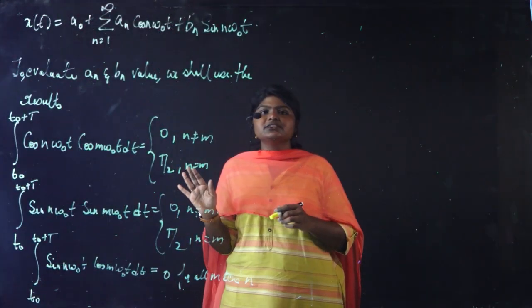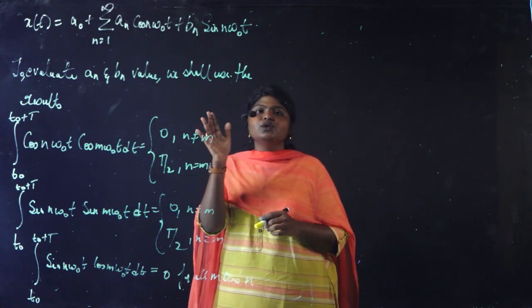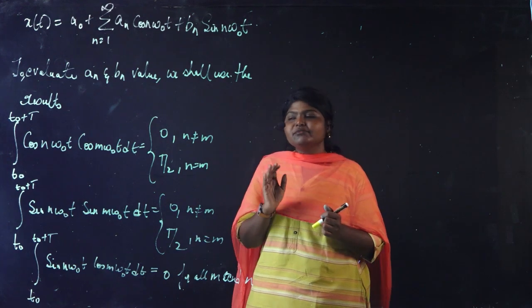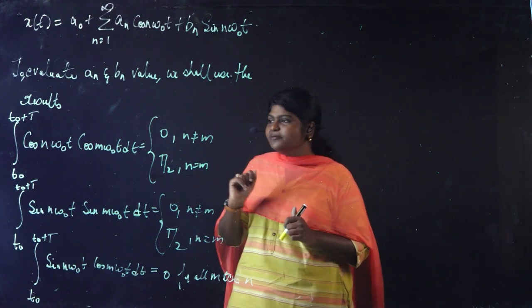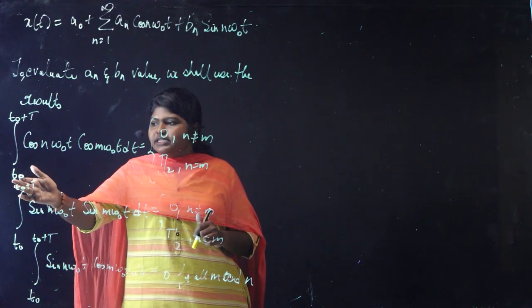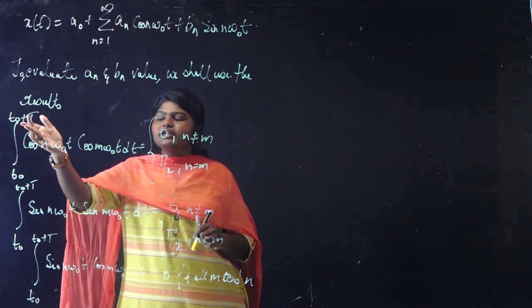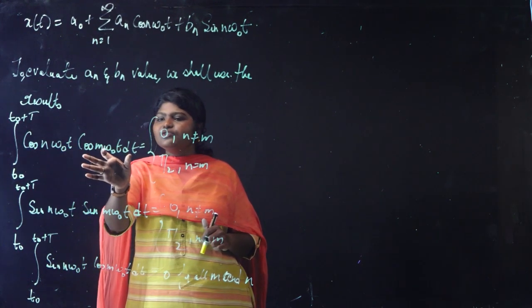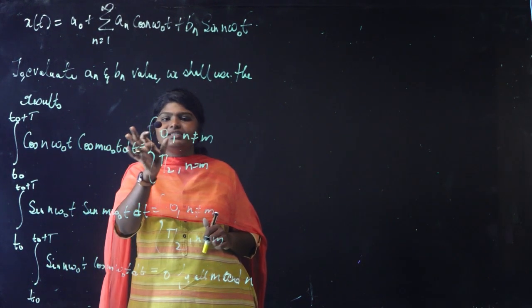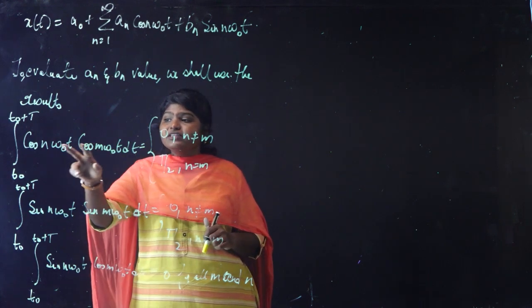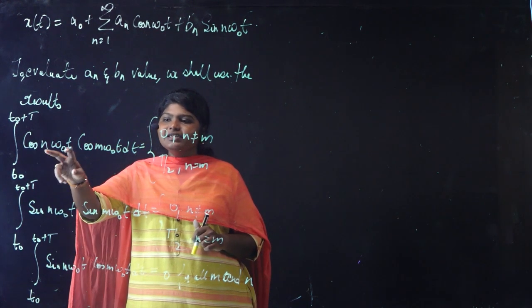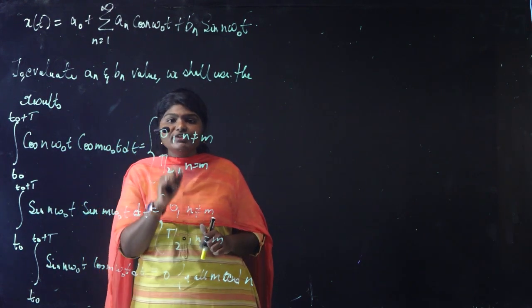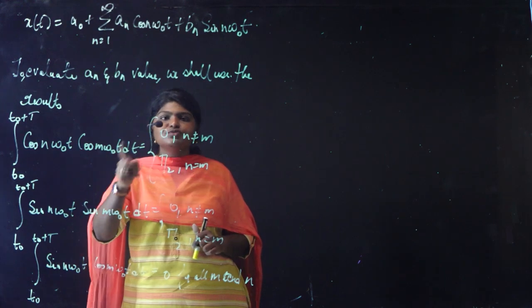So we've evaluated the value A naught. Now we will see how we're going to evaluate An. In order to evaluate An and Bn, we will use some results. Integration over the period T naught to T naught plus T of cos n omega naught t into cos m omega naught t dt will be equal to 0 when these two values, n and m, are different. If they are not equal, then the answer is 0.